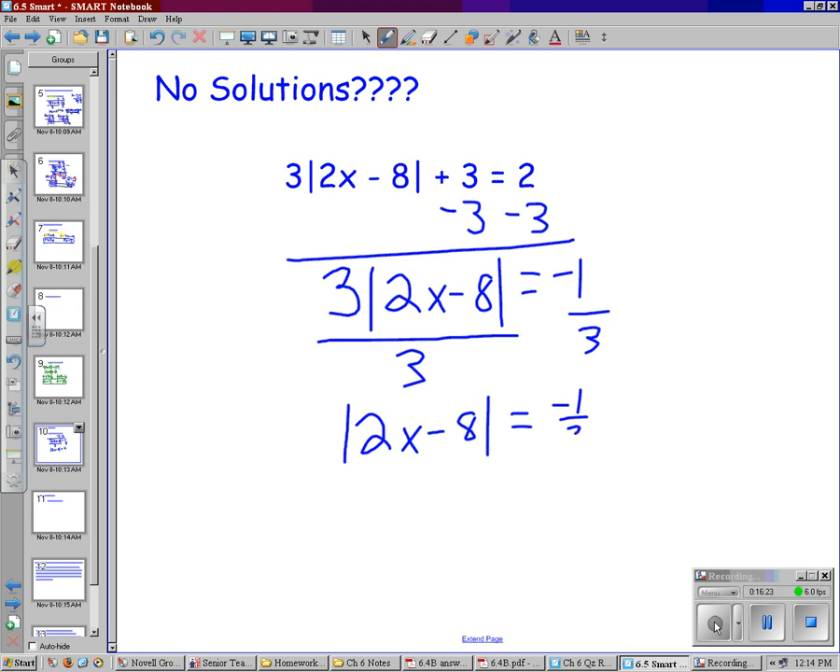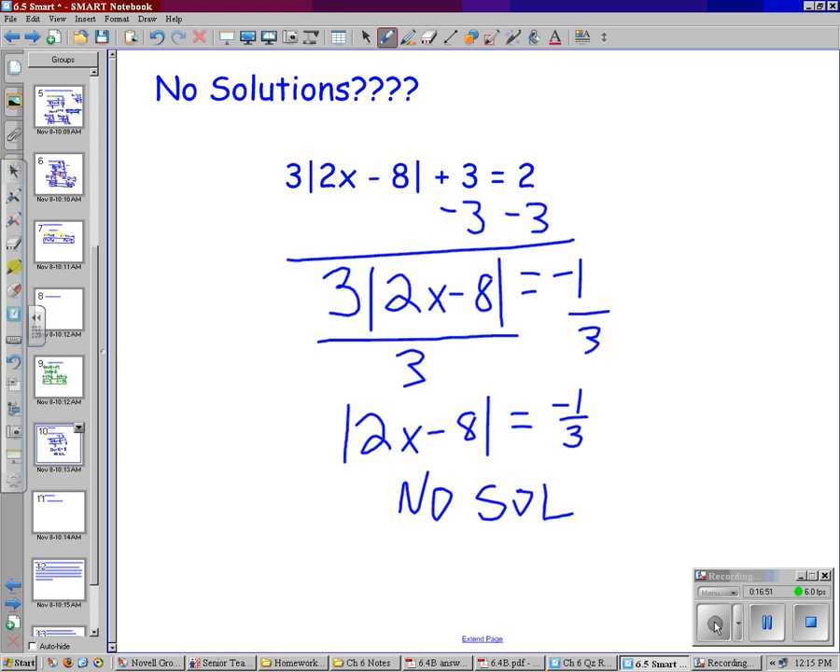-1/3. We get a fraction. Please don't give me a repeating decimal there. -1/3. Now, I have a problem. Absolute value of something equals a negative? Can that be? Oh, no way. So at this point, I would stop. Bells and whistles should be going off in my head.